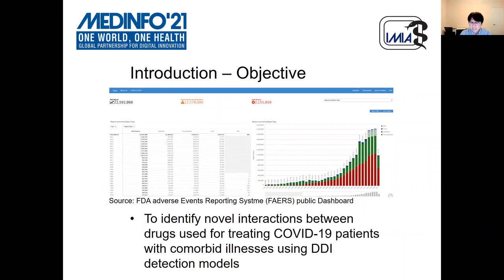To address these limitations, we use the post-marketing safety reports in the FDA Adverse Event Reporting System, also called FAERS. The FAERS database contains over 20 million reports, including more than 20,000 adverse reports related to COVID-19. So in this study, our aim is to identify novel interactions between drugs used for treating COVID-19 patients with comorbid illnesses using DDI detection models.